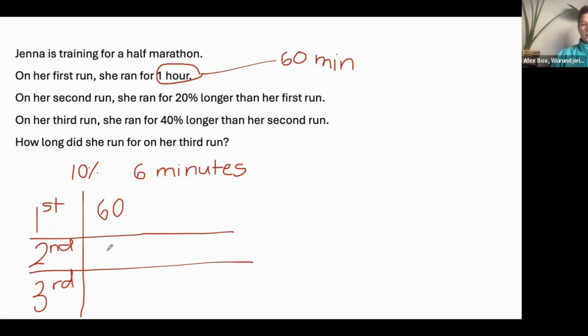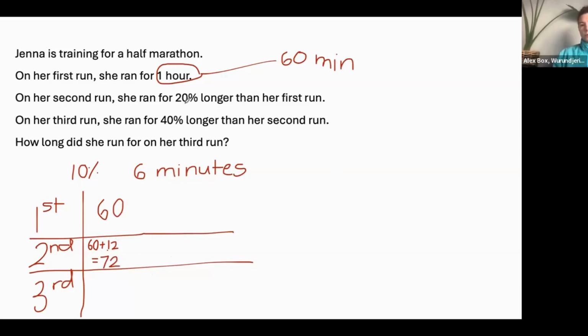The second run is 20% longer than the first one. So it's going to be 60 plus 20% of 60. Now I know that 10% is 6 minutes. So this is going to be 60 plus 2 lots of 10%, which is 20%, which is also 12. And that equals 72 minutes. We can convert this back to an hour later if we have to.